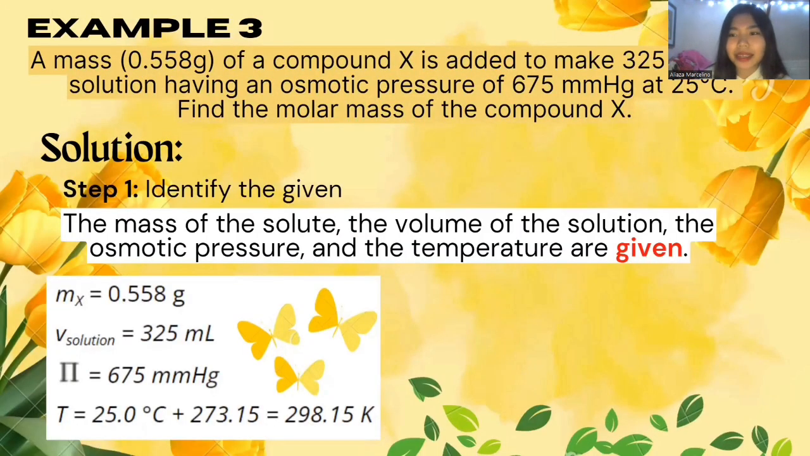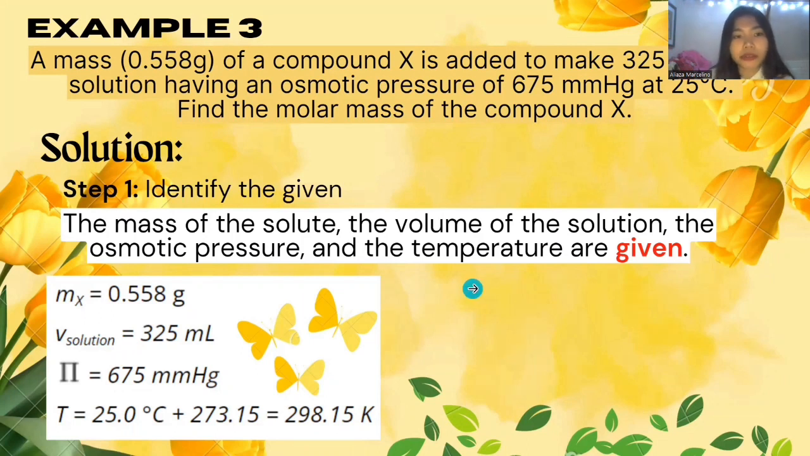Welcome to example 3. It's me again, and let's try the difficult and last example for this lesson. Let's start to read the given problem. A mass of 0.558 grams of a compound X is added to make 32.5 mL of the solution having an osmotic pressure of 675 mmHg at 2 degrees Celsius. Find the molar mass of the compound X.